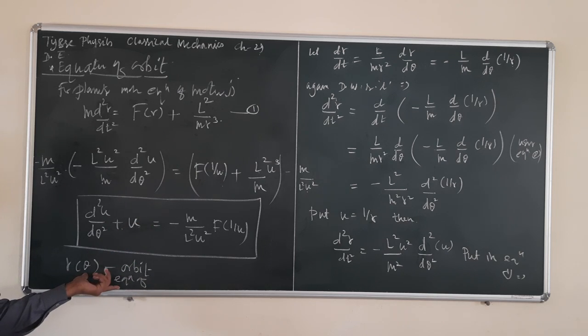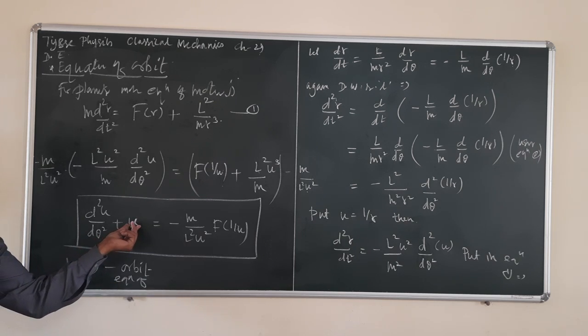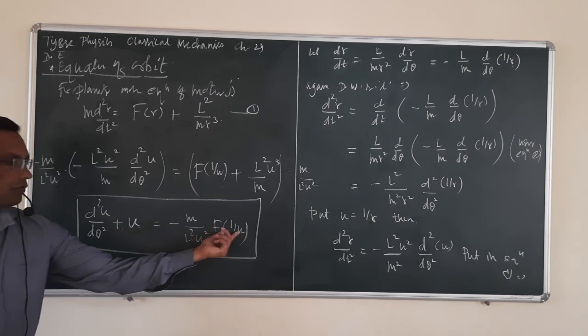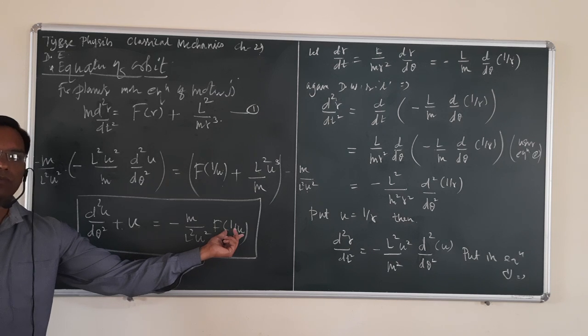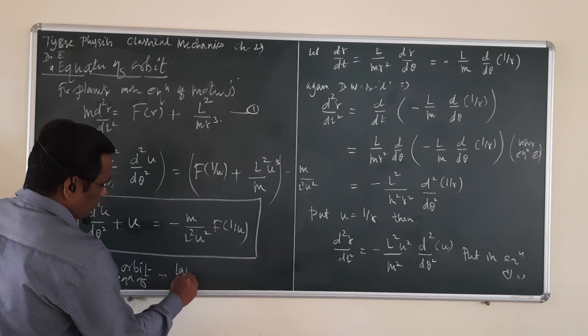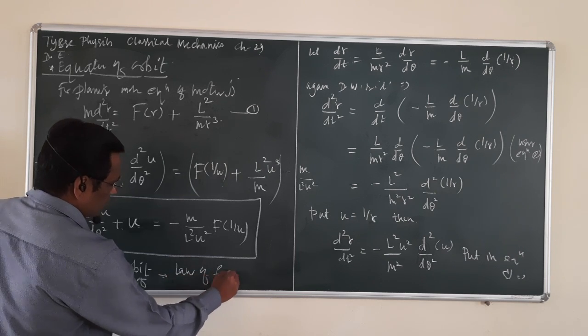If we know the equation of the orbit, r in terms of theta, we can know u. If you substitute u in this equation and take the derivative of u with respect to theta, we know f of 1 over u. Which means if we know the equation of the orbit, we can find out the law of force.